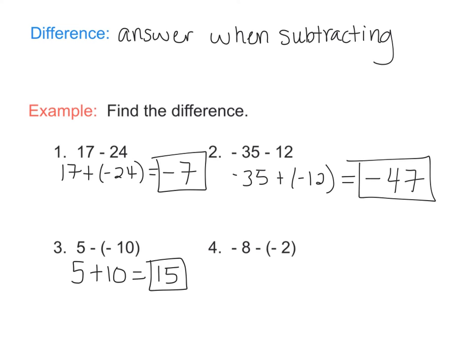And on number 4, it's a similar type of situation. We have -8, but we have minus a -2. Those two negatives change to positive. Now we have different signs. The absolute value of -8 is larger, so our answer is going to be negative. And we subtract 8 minus 2, which is 6.